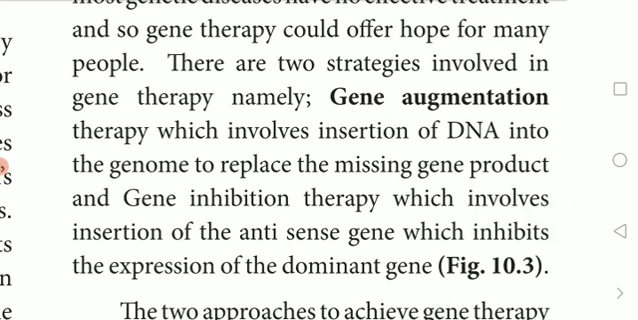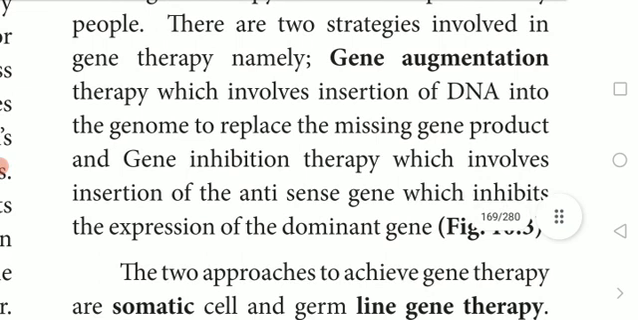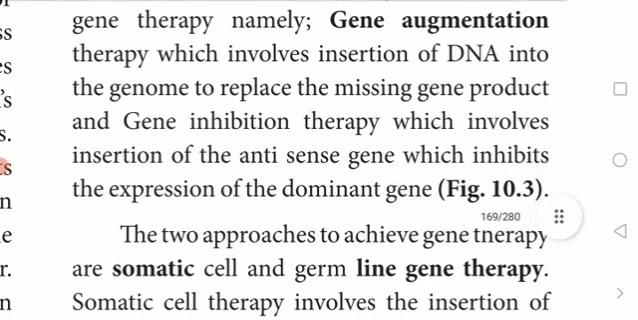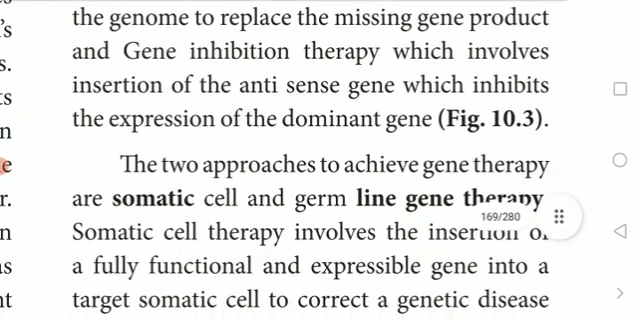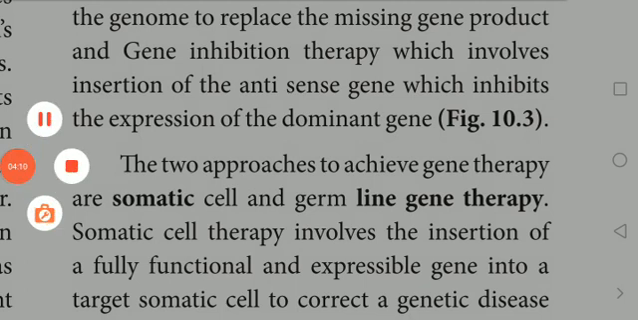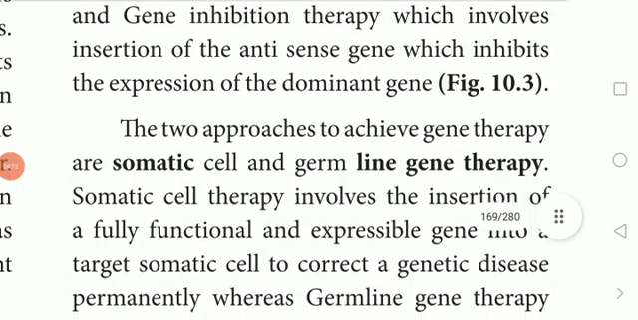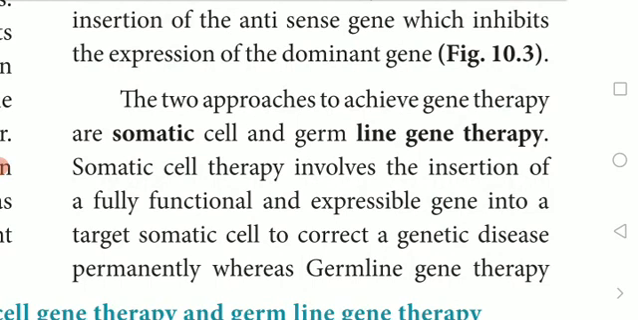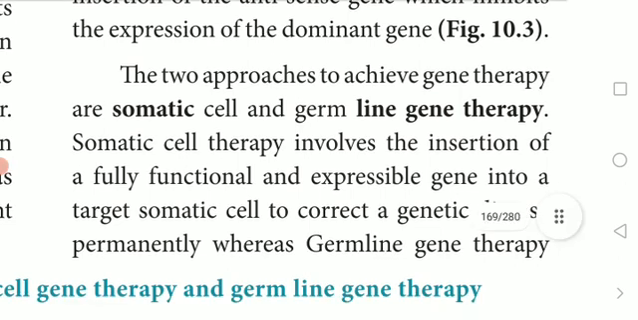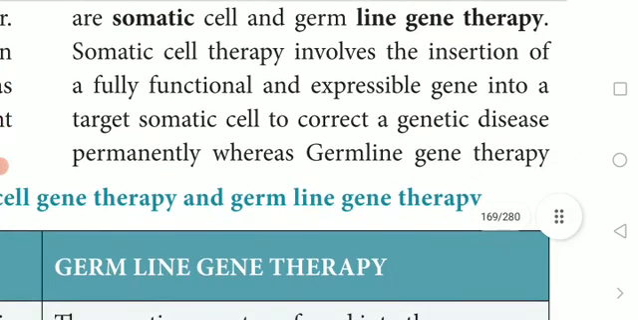There are two strategies involved in gene therapy, namely gene augmentation therapy, which involves insertion of DNA into the genome to replace the missing gene products, and gene inhibition therapy, which involves insertion of an antisense gene which inhibits the expression of dominant genes. Underline the two strategies. They will ask you what gene augmentation is. The second one is gene inhibition therapy.